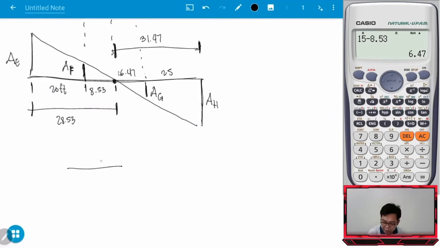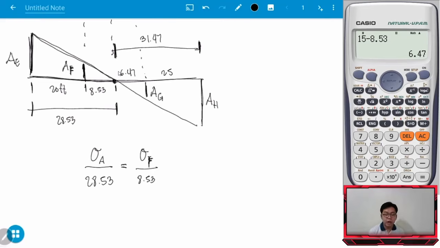So, ang stress sa A, over 28.53, yan, must be equal. Ito kasi yung triangle natin. So, the stress at A over 28.53 must be equal to the stress at F. Dapat sana, stresses yung nilagay ko dyan, hindi yung forces. Anyway, stress sa F over 8.53.